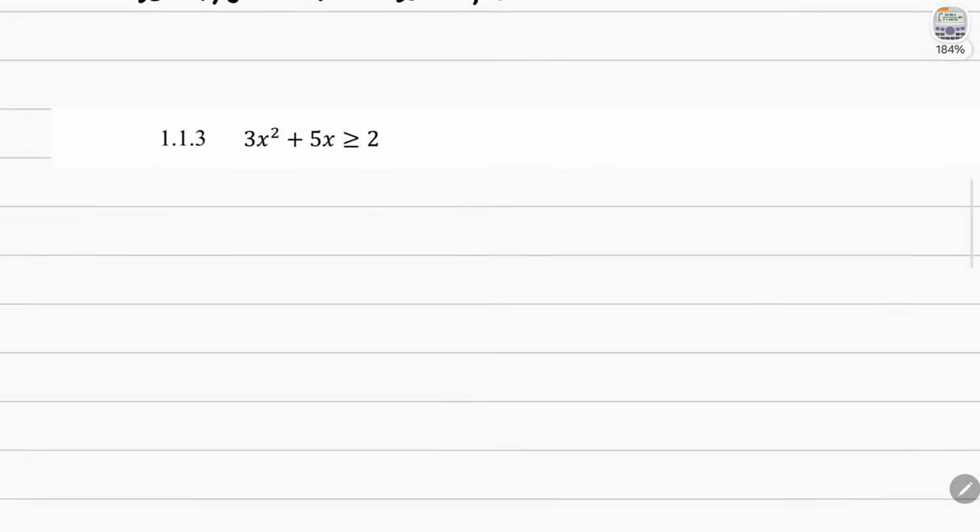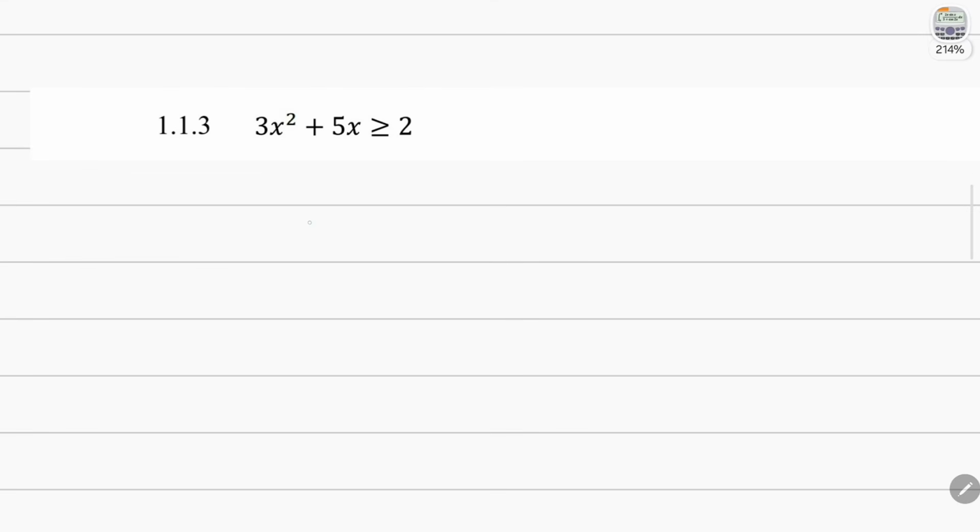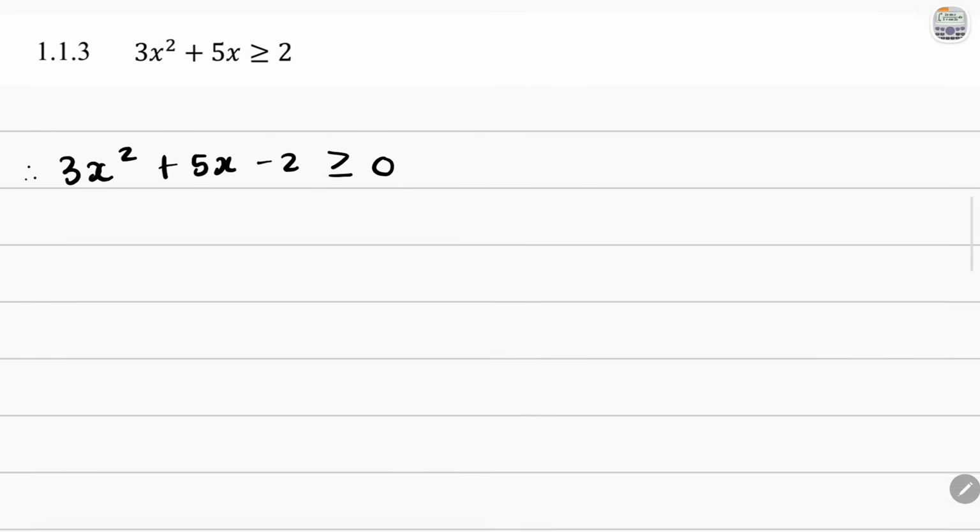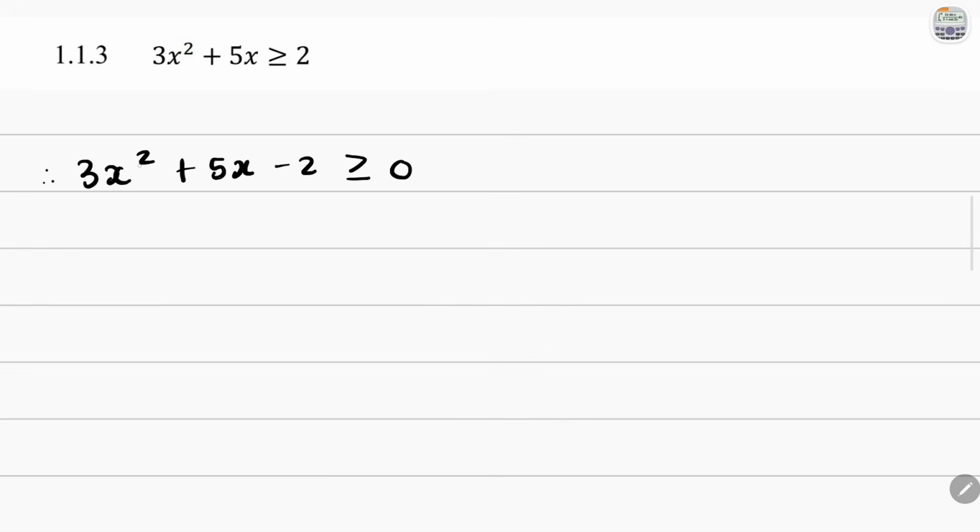Question 1.1.3 says we need to solve for x in this inequality, and straight away we can see it's not in its standard form because it's quadratic. So this is now 3x squared plus 5x minus 2 is greater than or equal to 0. Let's factorize. I'll use the cross method here, meaning we take the factors of the first term. What times what gives us 3x squared? That's 3x times x. And then we need factors of 2, so factors of 2 are 2 and 1.